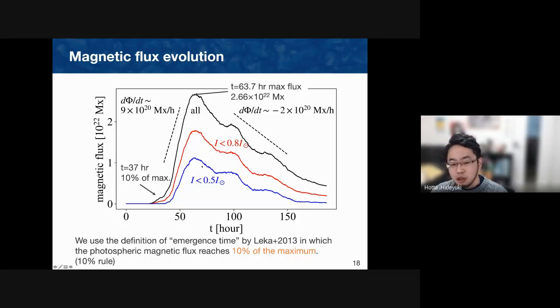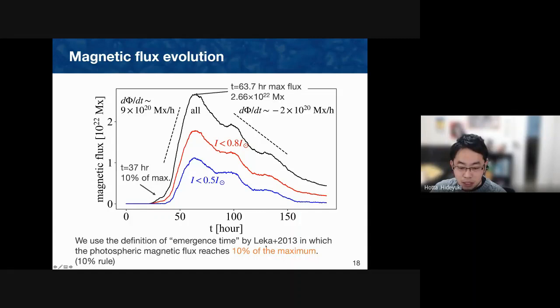This roughly corresponds to the umbra region, okay? And you can see that at T equals 63.7 hours, the magnetic flux reaches the maximum value. And the 10% value of the maximum can be seen at T equals 37. So I just follow the definition of Toriumi 2013, and in this paper they define the flux emergence time.